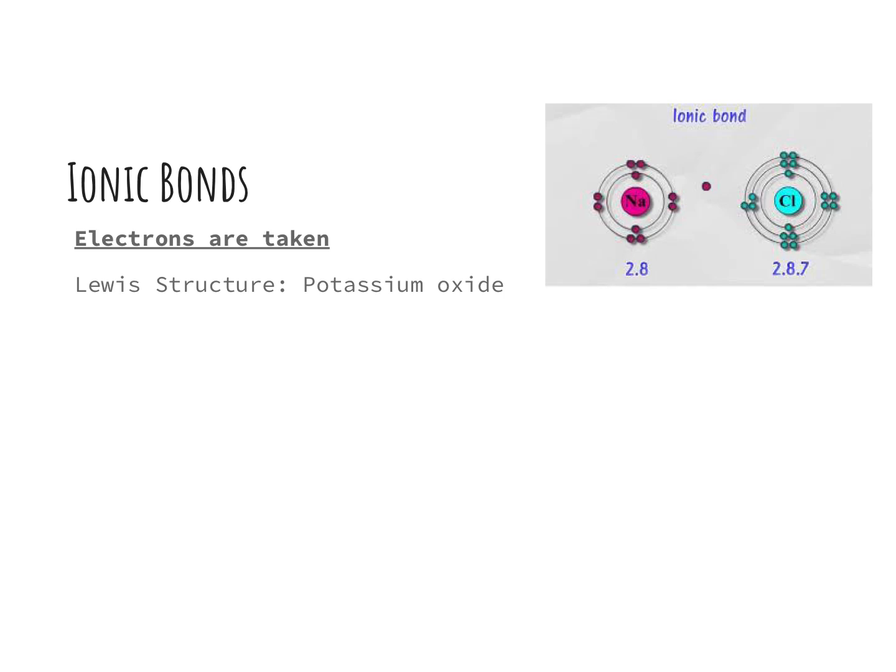Today we're going to learn how to draw electron dot diagrams or Lewis structures for both ionic and covalent compounds. First, we're going to start with ionic bonds. The way we distinguish ionic bonds from covalent bonds is that in ionic bonds, electrons are taken. So in your notes, you need to write it down: electrons are taken or stolen.